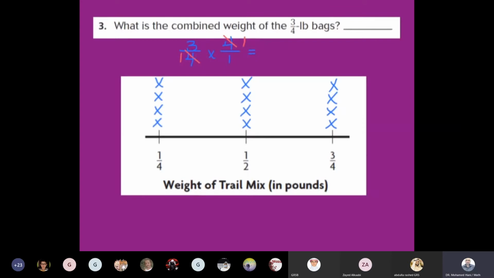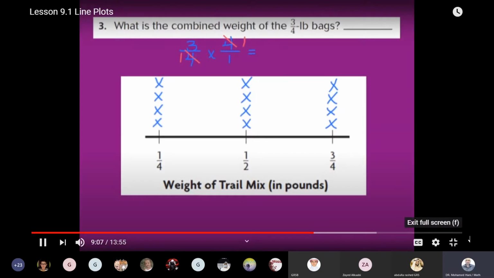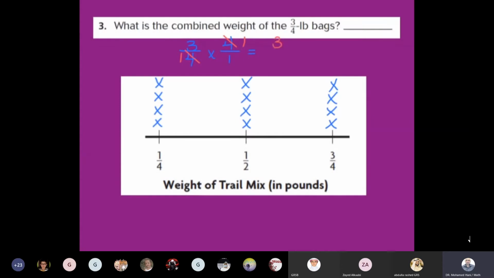Now we're ready to go ahead and multiply across. So I have 3 times 1, which is going to give me 3. So 3 becomes the numerator. And now I have 1 times 1, which is going to give me 1. So 1 is my denominator. 3 over 1. And then my answer turns out to be the whole number 3. So what that tells me is when it asks for the combined weight of the 3/4 pound bags, 3 pounds. So we'll go ahead and write that down, and we now have our answer using our line plot.